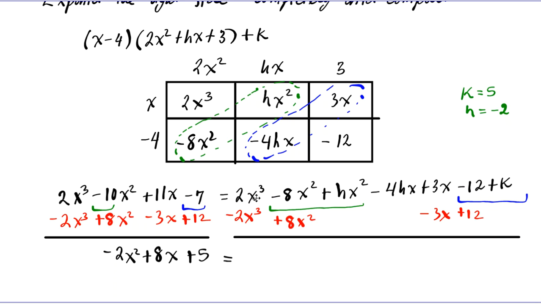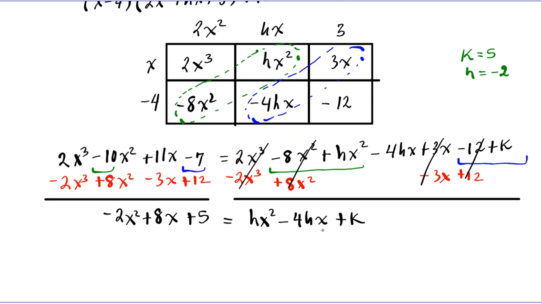Equals. On the right side, this is gone. That's gone also. We have hx squared. That's gone. That's gone. Minus 4hx plus k. So just by comparing the degrees, we have negative 2x squared is equal to hx squared.